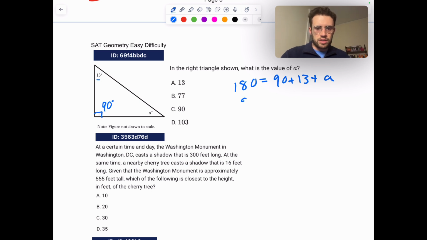Subtract 90 from both sides, we get 90 equals 13 plus A. Right, the other two angles of a right triangle that are not the right angle also have to add up to 90. Now we could subtract 13 from both sides, which gives us that A is equal to 77 degrees.